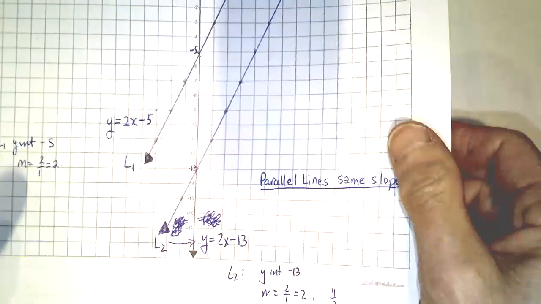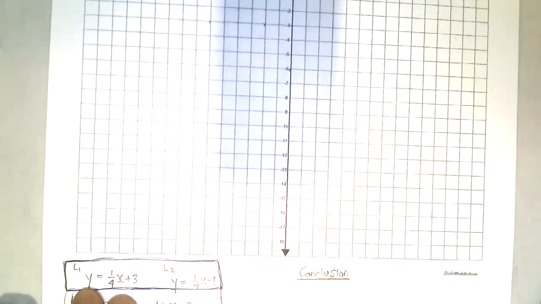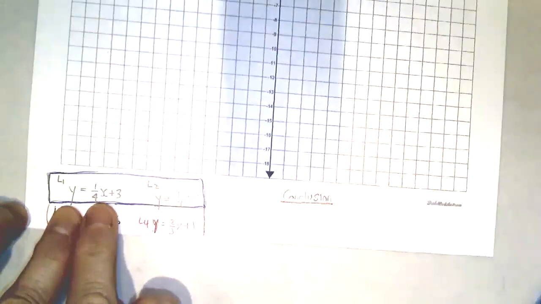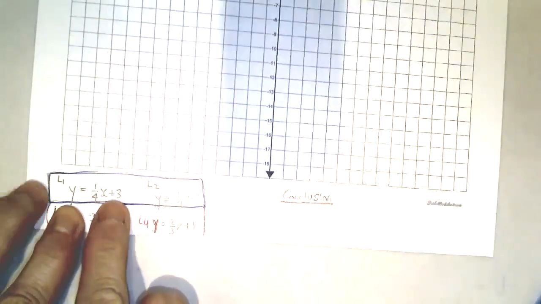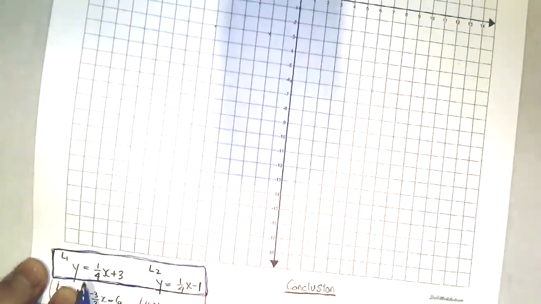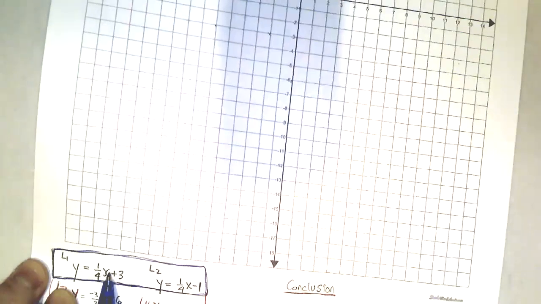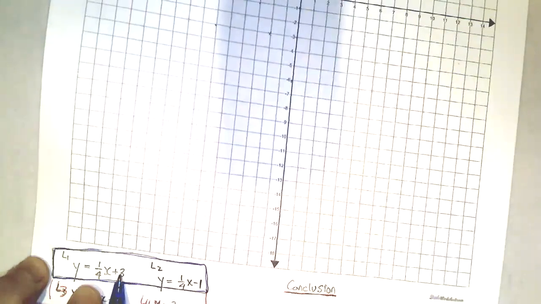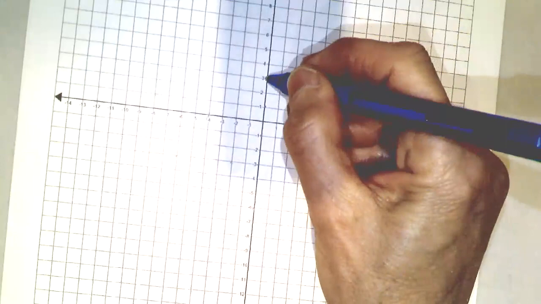I'm going to do another question from a different perspective, but the same idea. This time, I'm going to start with an equation. As you can see down here, L1 is y equals a quarter x plus 3, and I'm going to graph that because we just finished learning that it's very quick and easy to graph a line if it's in y equals mx plus b form. The b is the y-intercept. We put a dot at 3.